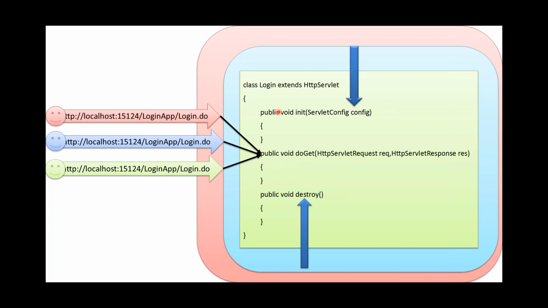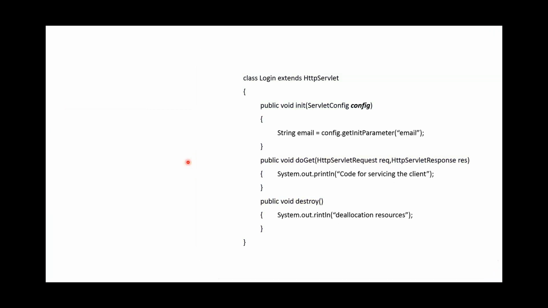I repeat, your servlet will have three lifecycle methods: init, service, and destroy. Init and destroy are called only once during the lifecycle of the servlet, whereas your service method, or doGet or doPost, is called for each client request.